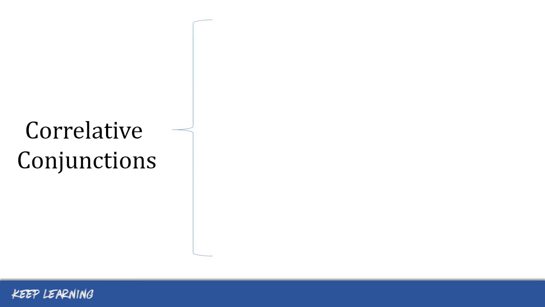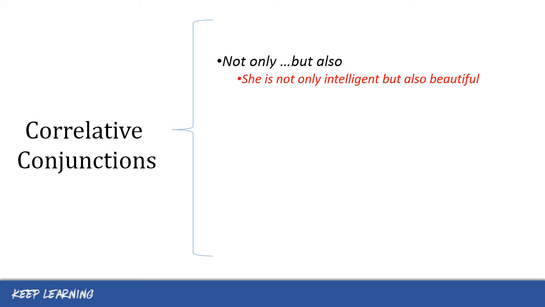Okay? Now let's talk about the correlative conjunctions. Correlative conjunctions are called correlative because they are related. They work by pairs. If you use one, you have to use the other one. For example, not only but also. In Spanish it means no solo, sino que también. And they go together. If you use no solo, you have to say sino que también. She's not only intelligent, but also beautiful. Ella es no solo inteligente, sino que también es bella, right? They're correlative. They work together. This one's very good.